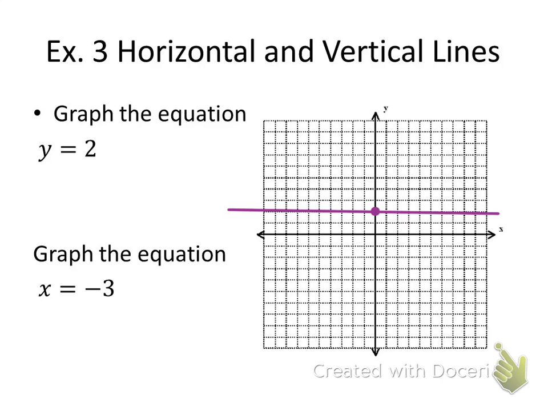Okay? So let's look at this. In this equation, x is equal to negative 3. I'm going to go to my x-axis, and I'm going to find negative 3. So I go over to the left, 1, 2, 3. Place my point. Now I need my line to cut through the x-axis at negative 3. So what type of line am I going to have? Vertical. And it goes straight through the x-axis. Okay?